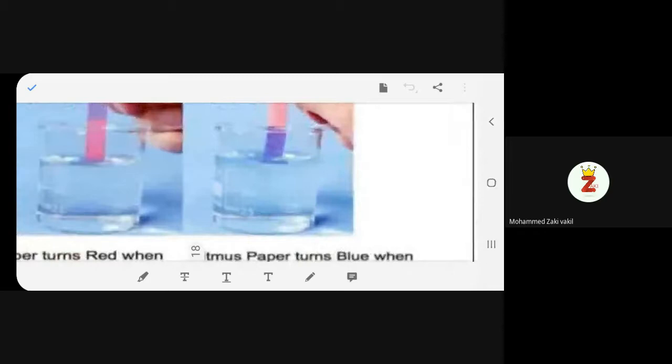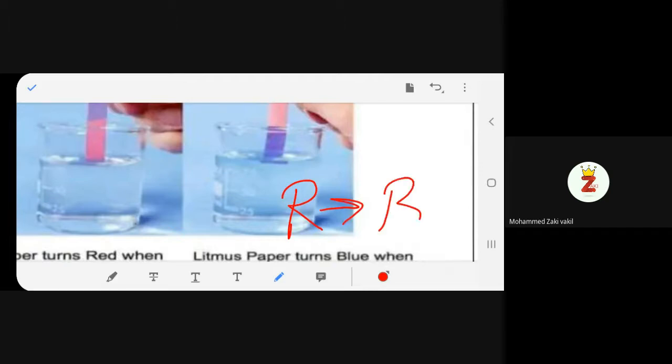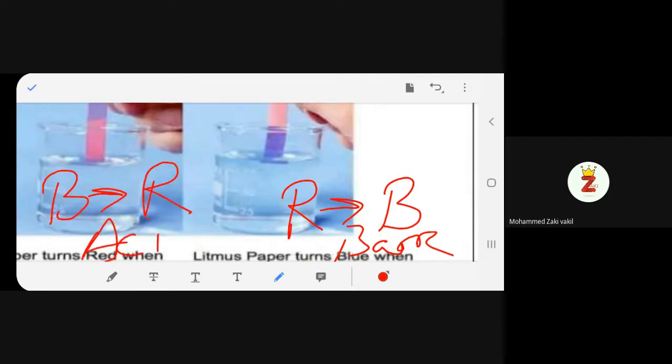So what we saw is that red is changing to blue: basic. Blue is changing to red: acidic. Yes or no? Yes.